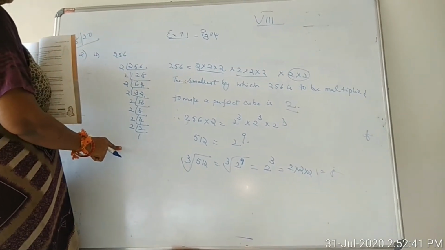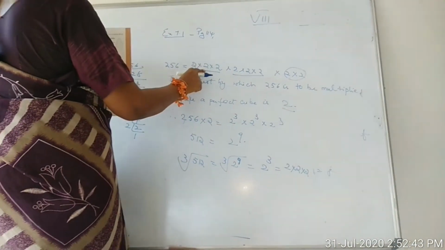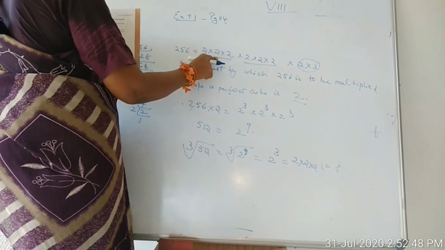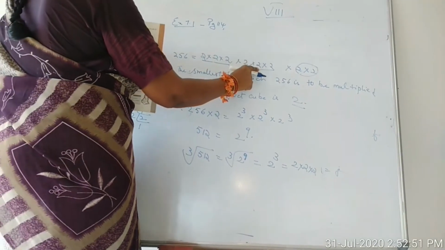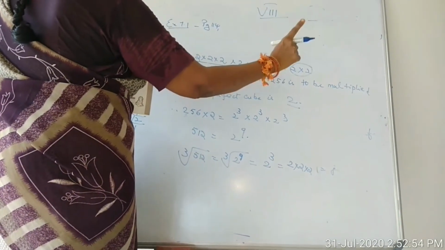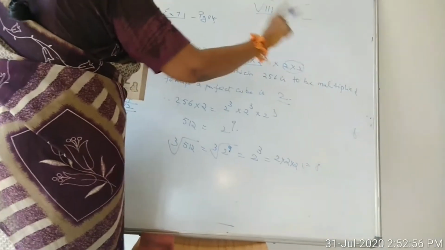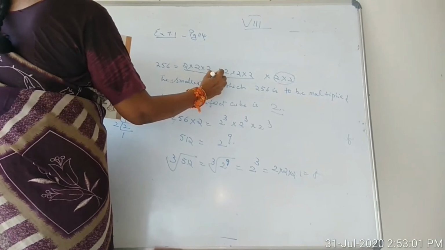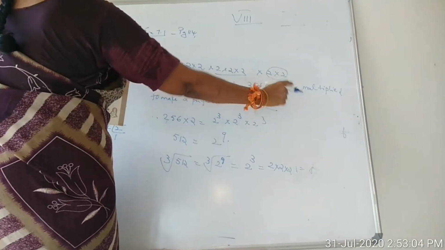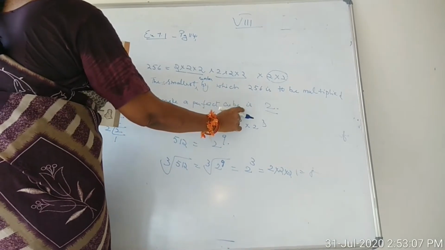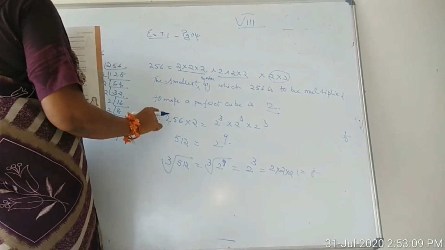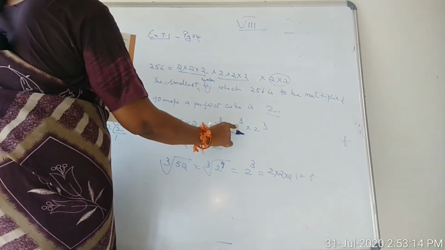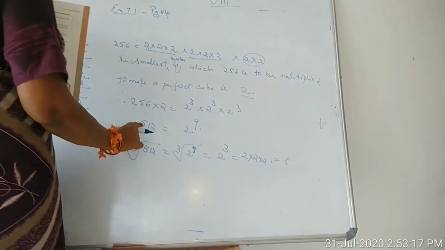Resolve into prime factors, and the prime factors should be paired as a triplet. Triplet means a group of 3's. When you have paired a group of 3's, the last number is left. You have only 2's. You require 1 more 2. The smallest number by which 256 is to be multiplied to make a perfect cube is 2. Therefore, 256 into 2 is equal to 2 cube into 2 cube into 2 cube.